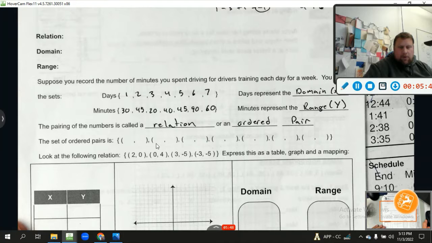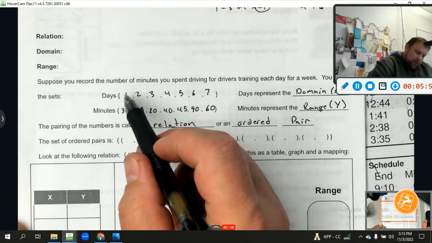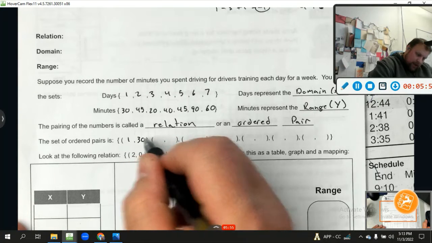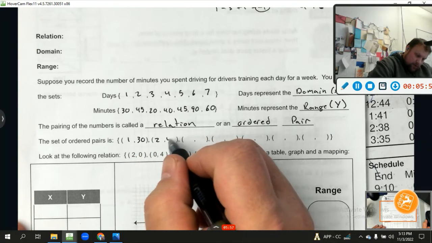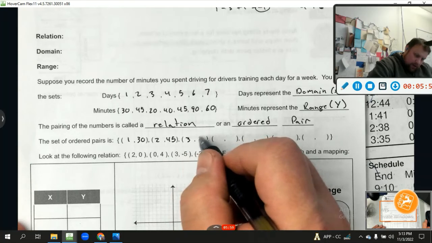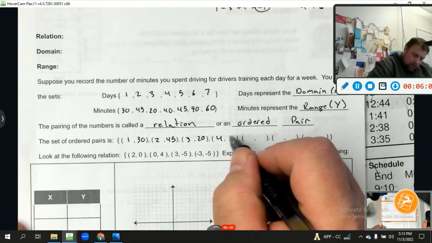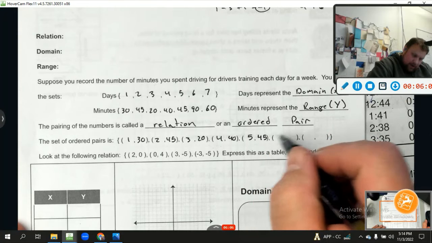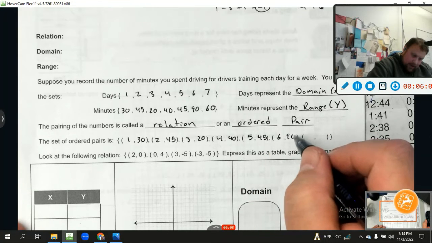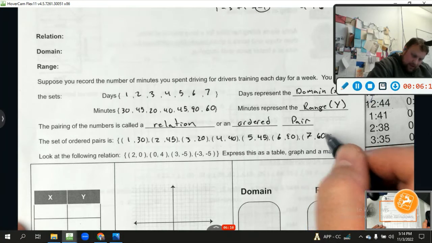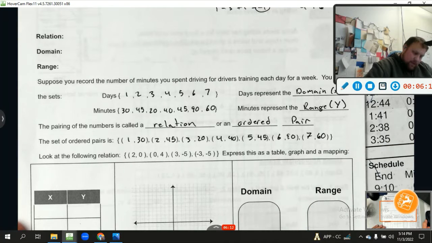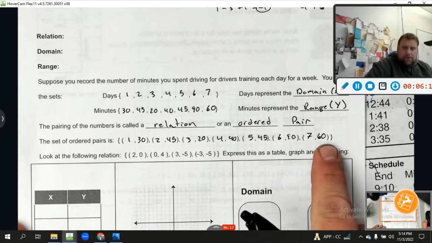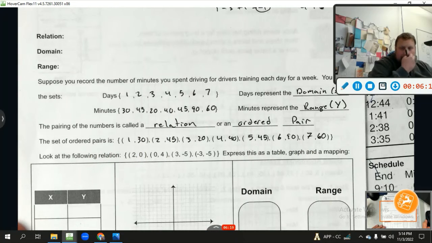Now, the set of ordered pairs, we're just going to match them up. X, Y, X, Y, X, Y. So, 1, 30, 2, 45, 3, 20, 4, 40, 5, 45, 6, 90, and 7, 60. We have just created a set of ordered pairs to represent this relation right here, okay?